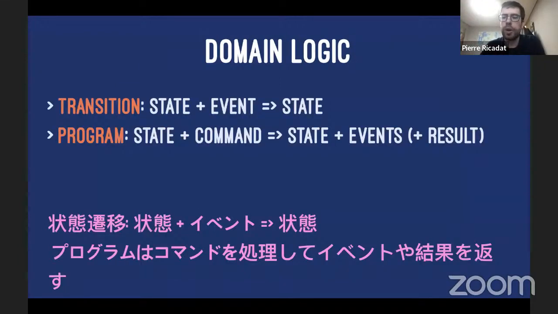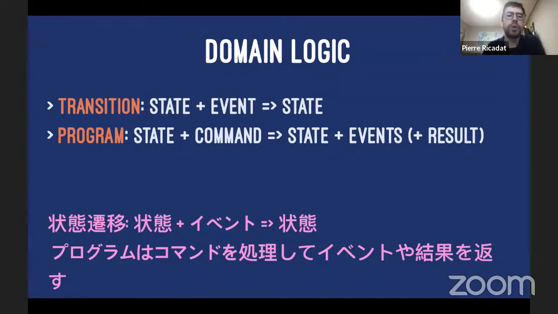So what is domain logic in our case? We have two main kinds of business logic. First, we have transitions. A transition is the action of taking a state plus an event and getting a new state. For example, we have a user state and an event like a reward received with some coins, and then we have a new state where the coin amount is increased according to the event.